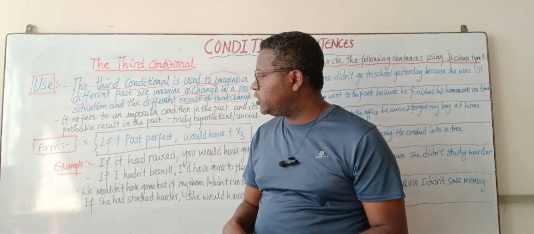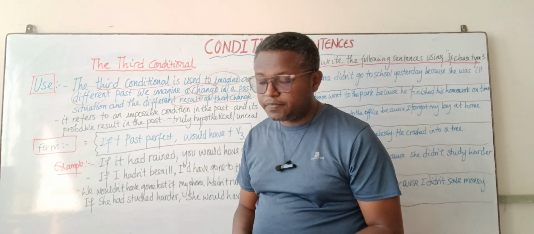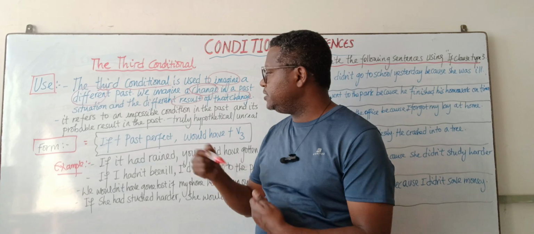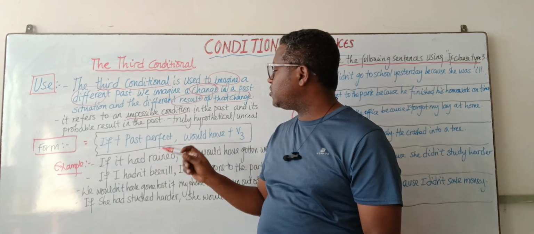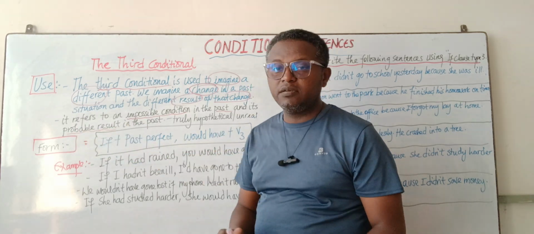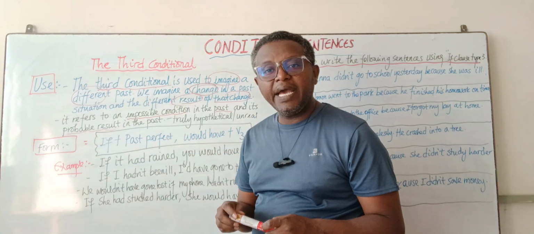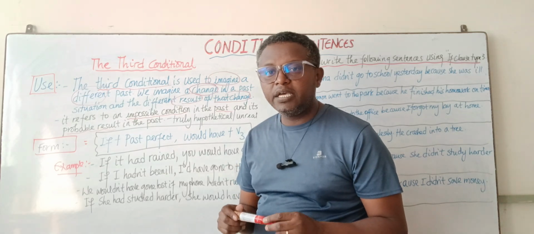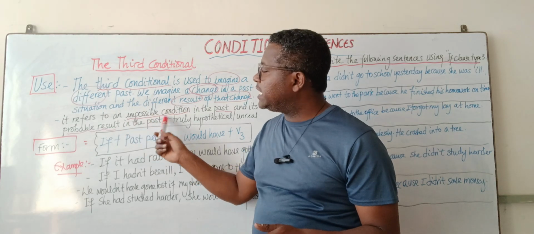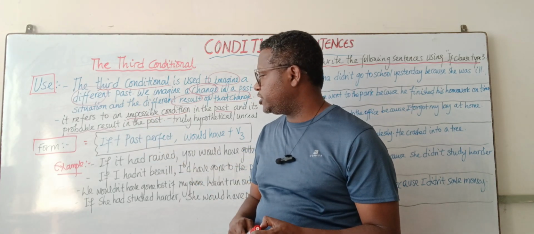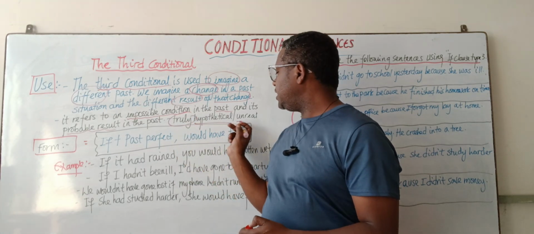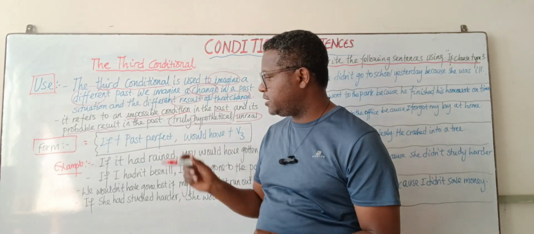That's why we call it an impossible condition. It refers to an impossible condition in the past and its probable result. Both the situation and the result are in the past in this case, right? So we are referring to these situations. That situation is truly hypothetical and unreal in the third conditional.